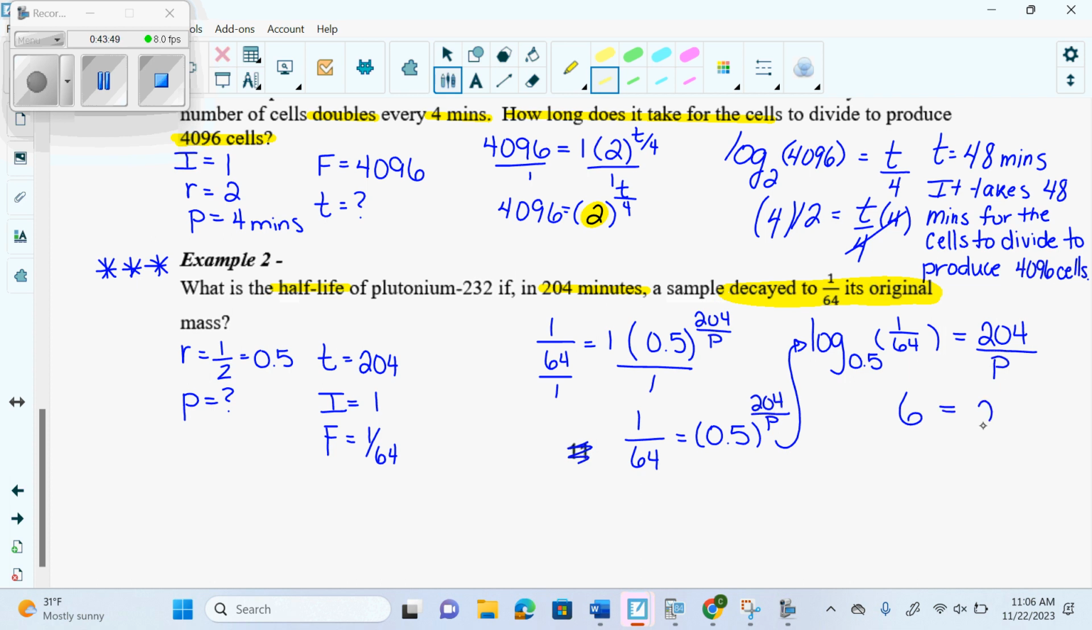Now this is where the problem happens after this. People want to divide by 204 or something. I have this P down here. How do I get the P to come up? Times it by P. Now I have 6P equals 204. What do I do? Divide 204 by 6. P equals 34 minutes. So what did I find now?